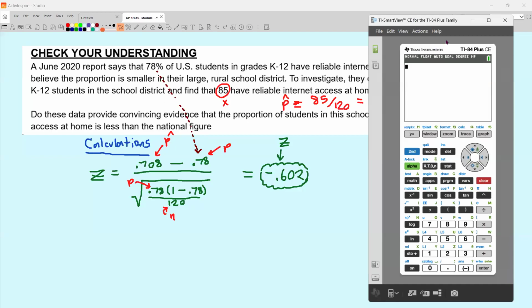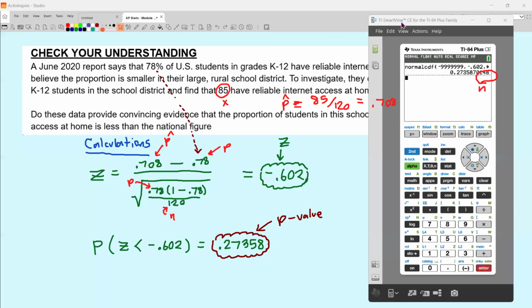Finally, we can calculate our p-value. So second vars, normal CDF. Because we're going in the less than direction, our lower bound is going to be negative 99999. Our upper will be our negative z-score, negative 0.602. Leave it at 0 and 1 since it's z. And your p-value is 0.27358. So we'll make sure we write our p-value. Those are the two things you must have in your calculations.